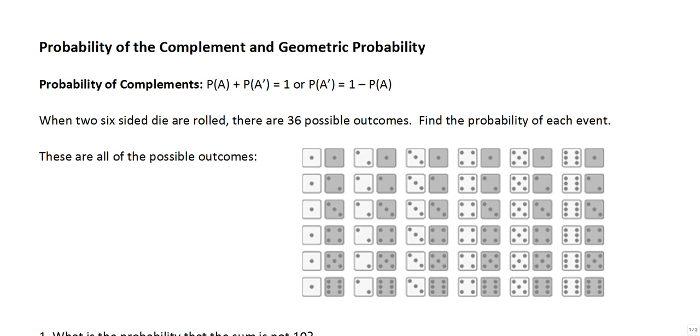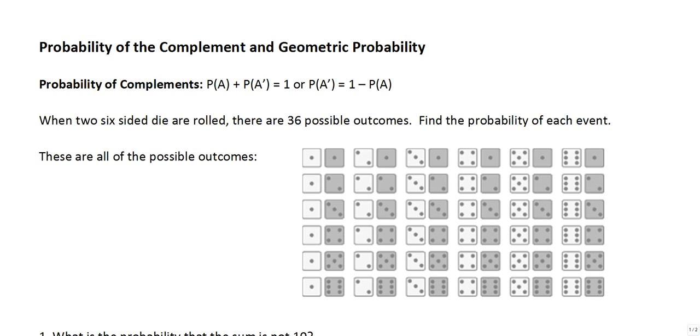The probability of rolling a 2 on a die is 1/6. The probability of not rolling a 2 would be rolling a 1, 3, 4, 5, or 6. So that would be 5 out of 6, and 1/6 plus 5/6 is 1. So that's what complements are.